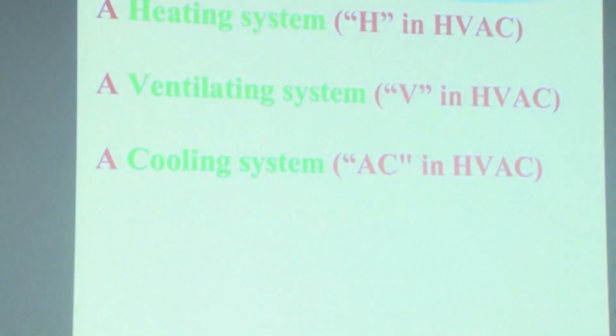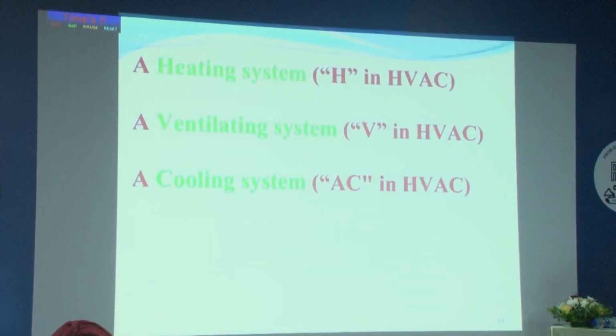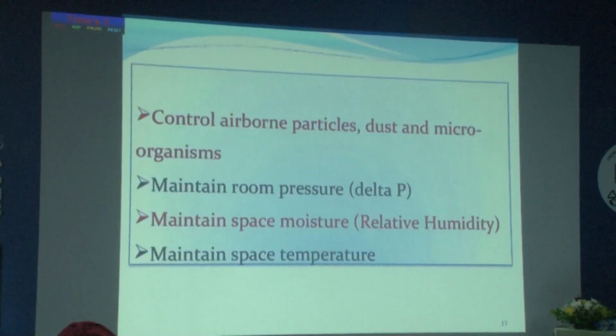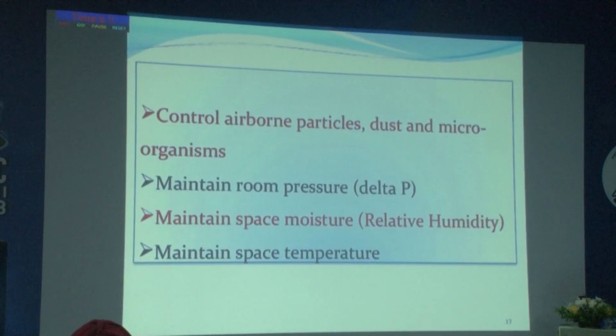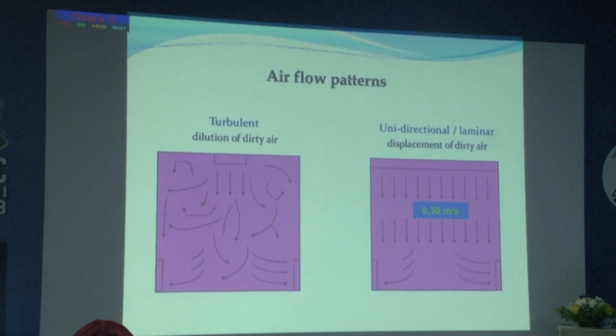The return air ducts have been installed 70 to 150 millimeters above the floor level. HVAC simply means heating, ventilation, and cooling. And the main aim of this is to control the airborne particles and maintain the room pressure, moisture, and the temperature. As for now, this is the only way in which you can regulate it. It converts a turbulent airflow into unidirectional airflow.